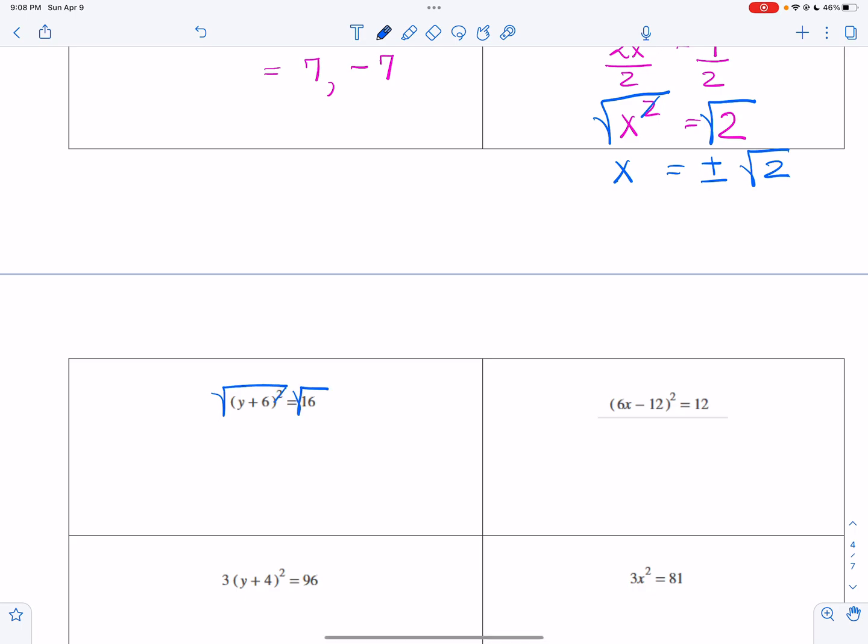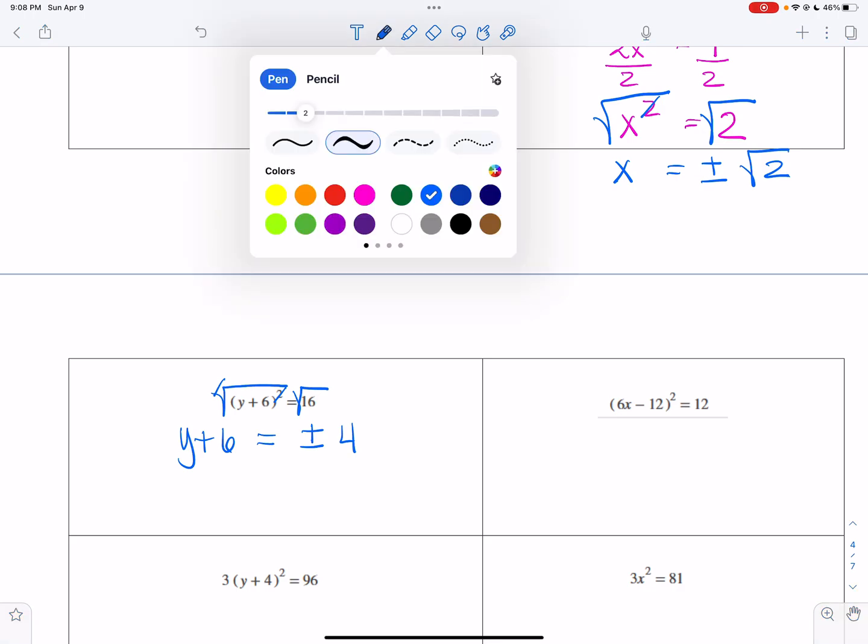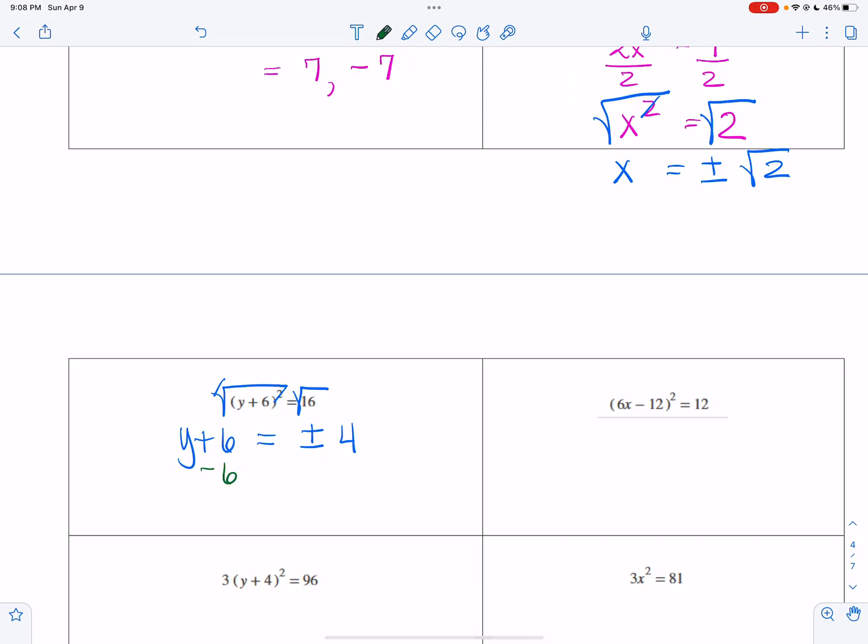Now we have this one where we take the square root, and this 2 cancels that, so I'm left with y plus 6 is equal to plus or minus the square root of 16, which is a perfect square, so that gives me 4. Now, my goal is to find out what y is. So now I have to subtract, and I always put that number in front of the plus or minus.